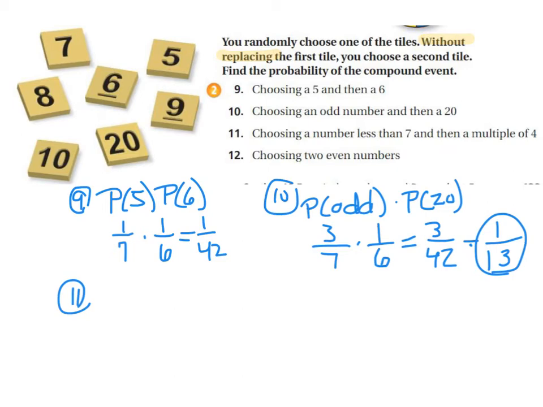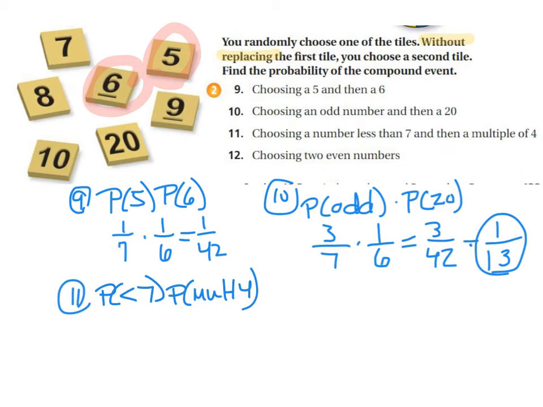All right, let's look at number 11. Probability of choosing a number less than 7. So probability that we're looking for something less than 7, and a multiple of 4. Probability of a multiple of 4. All right, so less than 7 would mean the ones that I would be looking to pick would be 5 and 6.